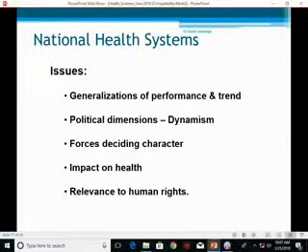So, what are the issues in terms of our national health systems? Generalization of performance and trends. Then there are political dimensions. We learned about the forces deciding the character, the impact on health, and the relevance to human rights also. It is becoming an issue. Health as a basic human right.